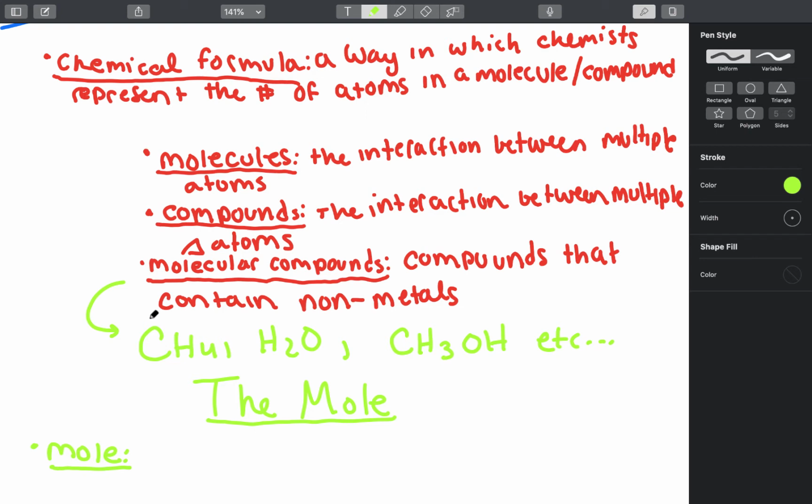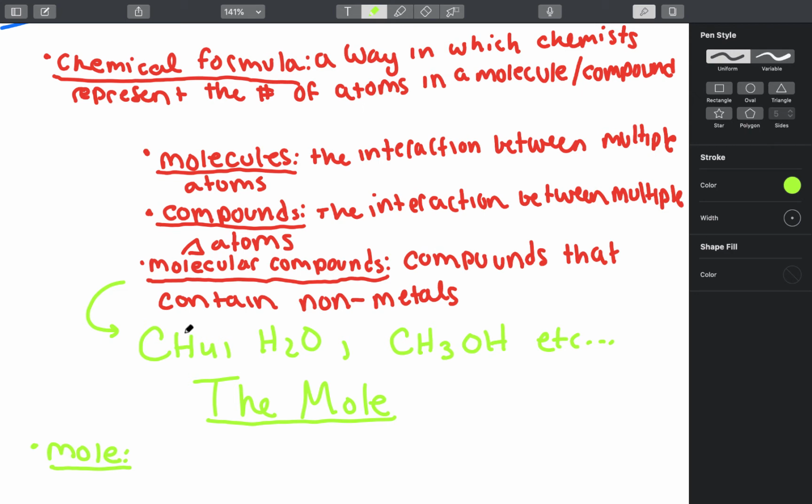So for methane, for example, the chemical formula is telling us that there are 4 hydrogens per carbon. In water, there are 2 hydrogens per oxygen. And in methanol, you have 3 hydrogens connected to a carbon, 1 oxygen connected to that carbon, and a hydrogen connected to that oxygen. So this is telling us basically the different atoms that are connected and the amounts. So that's all a chemical formula is. So these are examples of chemical formulas.